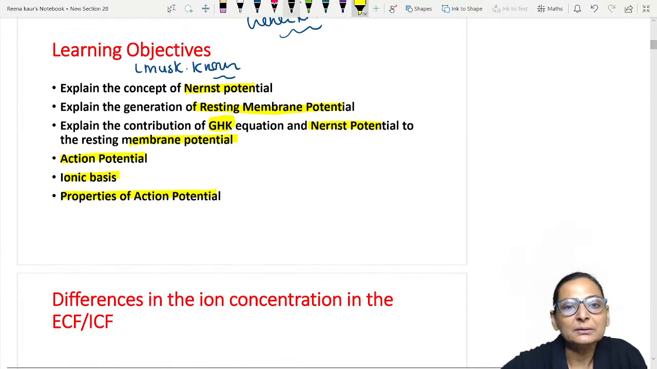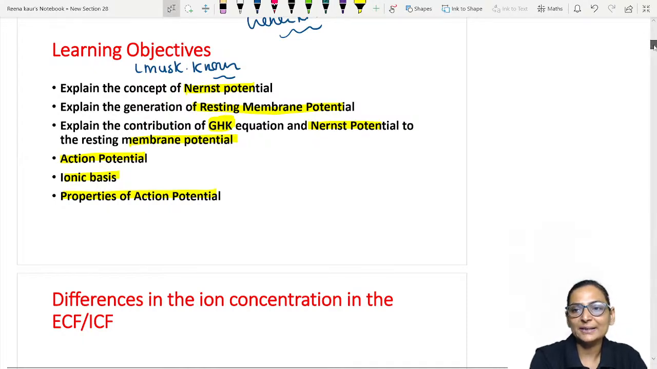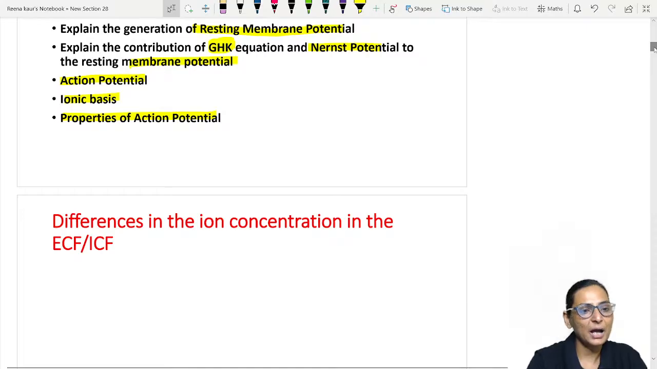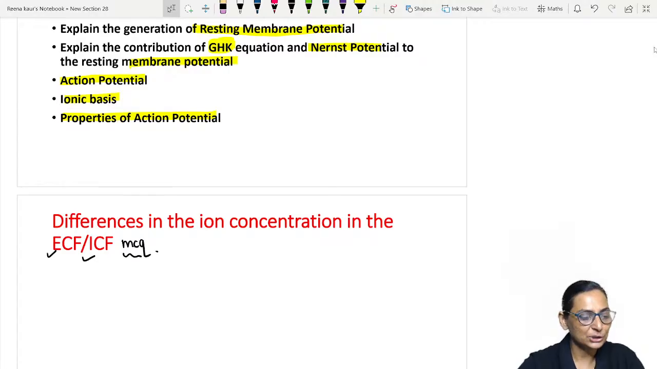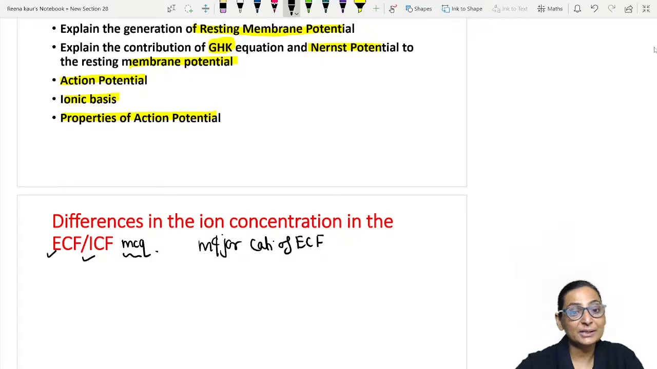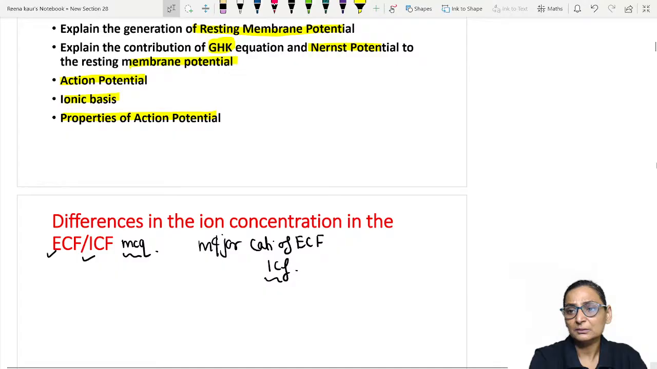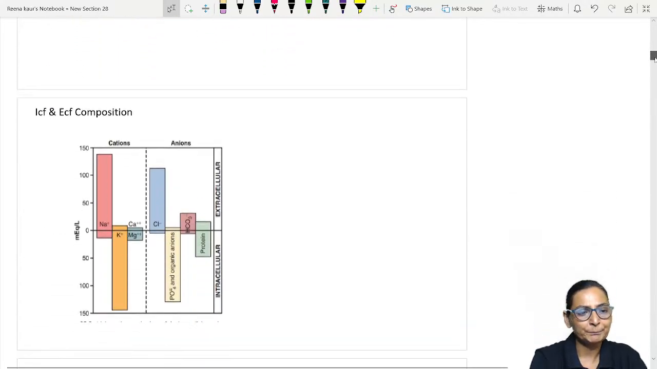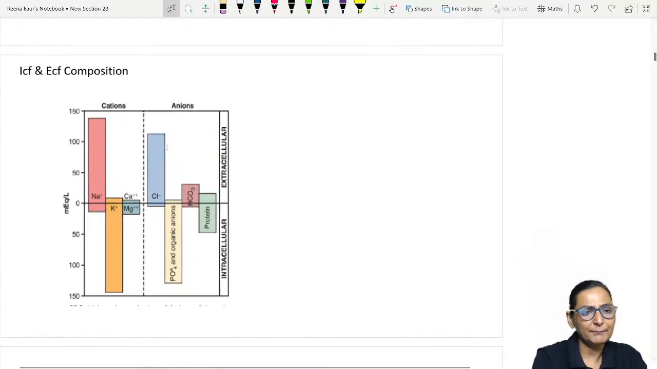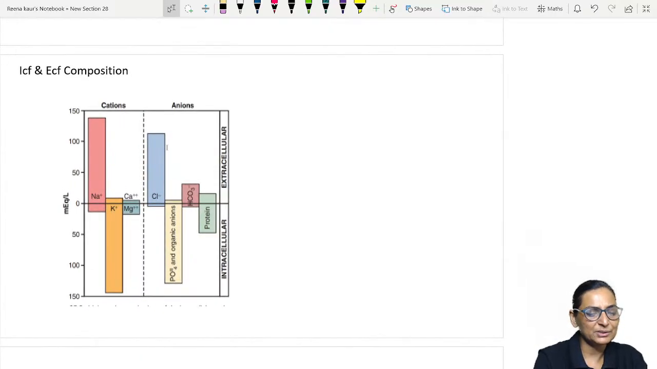Now the first important concept is that there are differences in the concentration of the ions in the ECF and in the ICF. This also comes in the form of MCQ. For example, most common or major, ऐसे आ सकता है, what is the major cation of ECF, ऐसा आ सकता है. Similarly, what is the major anion of ICF. So this is a question which is commonly asked as a one-liner MCQ to you. अगर हम लोग देखेंगे ना, we just need to remember this image, तो बहुत easy हो जाता है अगर हम इस image के through करते हैं.